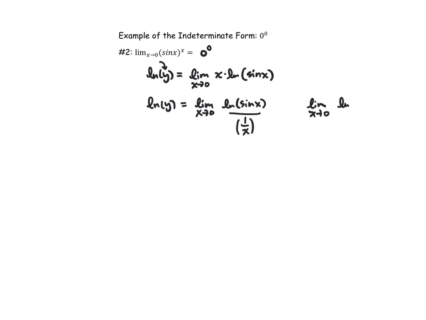The limit as x approaches 0 of the natural log of sine x would be the natural log of 0, because the sine of 0 is 0. Well, that's going to head to negative infinity. And the limit as x approaches 0 of 1 over x, and I really should do from the right here, would also be negative infinity. What I'll do is, yeah, that'll be fine, right?